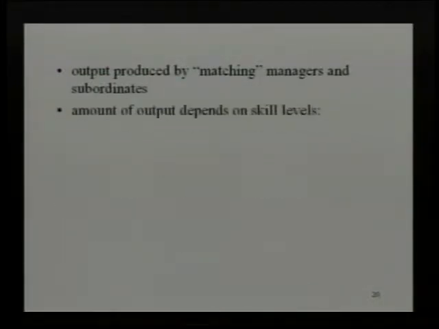Now, how does output get produced? Well, it gets produced by putting two people together to perform the two tasks involved. So output is produced by matching or putting together a manager and a subordinate. And how much output gets produced depends on the skill levels of the people occupying those tasks, those positions.